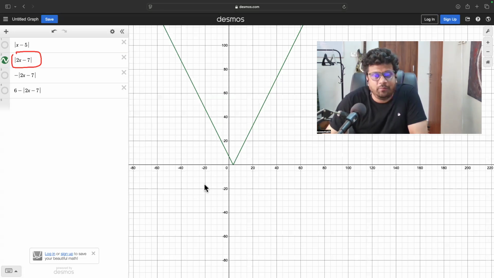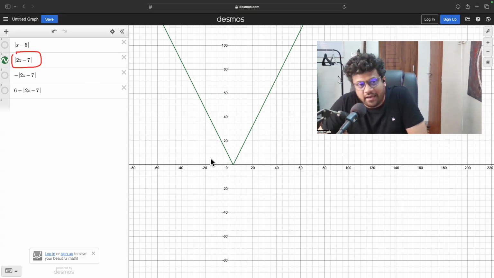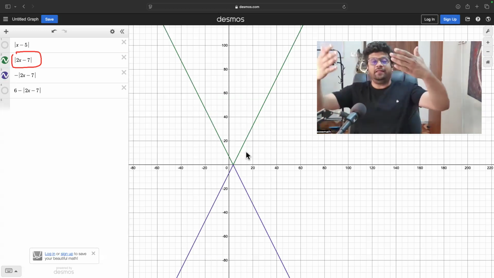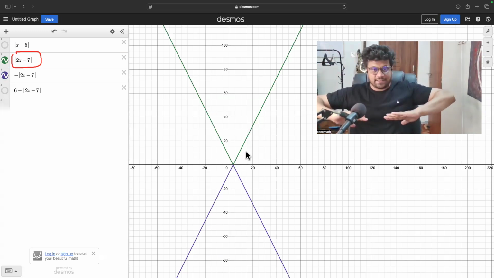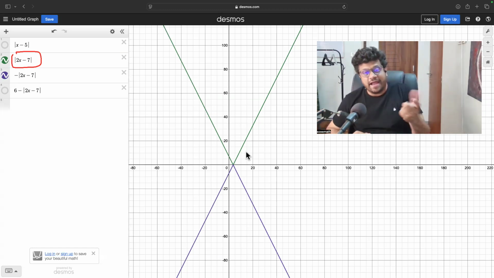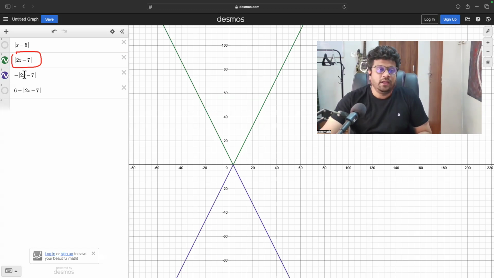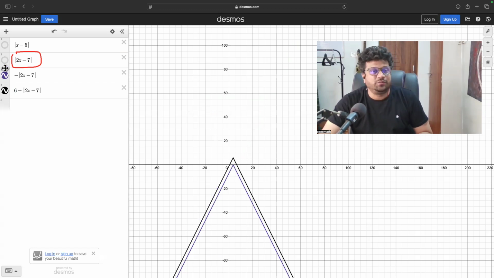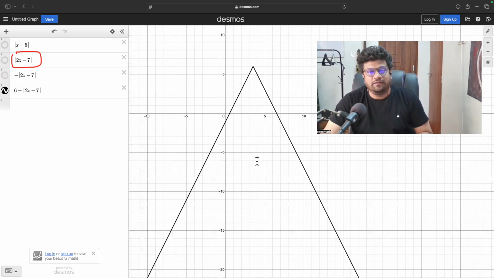Look at the green thing, and the moment I introduce a negative sign in front of it, you watch what happens. Look at that. Without the negative sign and with the negative sign. There. So the entire green thing flips about the x-axis the moment you have a negative of mod of 2x minus 7. And then you're supposed to add a 6 to it. The whole thing shifts up by 6 units. And this is what you will see. And there it is, the final thing.